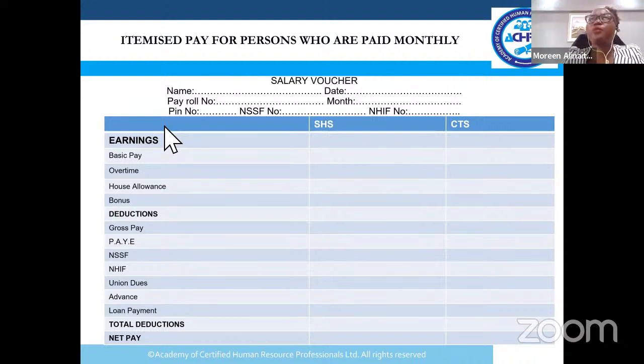Maternity leave, you don't count working days. Maternity leave, you count calendar days. So paternity leave is also calendar days. The only one that is counted working days is the annual leave, which is 21 working days.